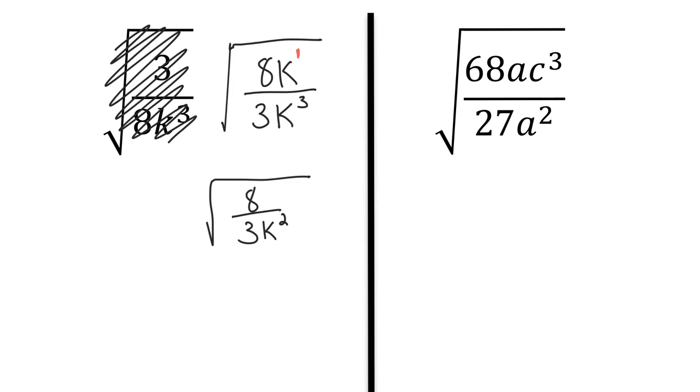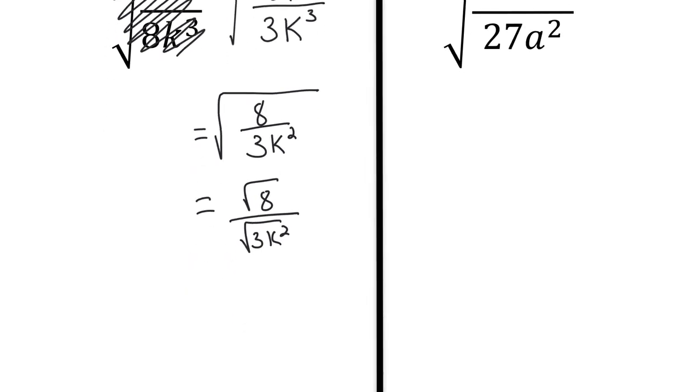Now I'm going to separate the top and the bottom using the quotient property for radicals, for square roots. So what I mean is I'm going to have the square root of 8 on the top and the square root of 3k squared on the bottom. Now you have to simplify the top and the bottom.